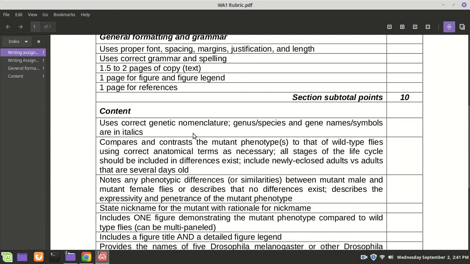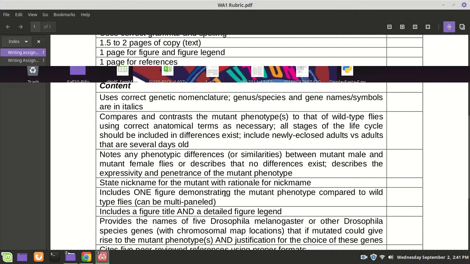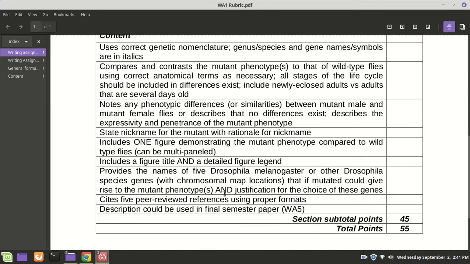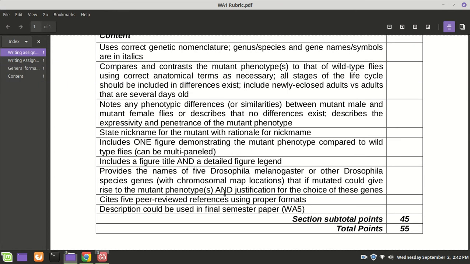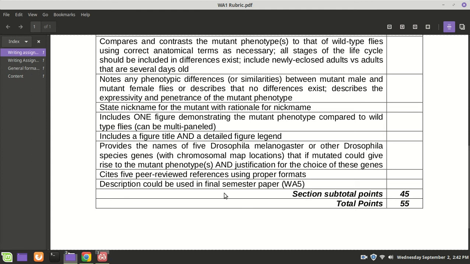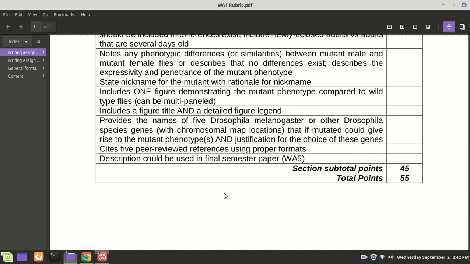Now you have to use the right nomenclature, the way you use symbols and names, and I emphasized that in the previous video. Now, compare and contrast the mutants. They do that in writing assignment 5: phenotypic differences. You need to come up with a nickname. They do that in the example assignment. You need to include 1 figure, and of course, I gave you examples of the figures in writing assignment 5. Provide the names of 5 Drosophila melanogaster or other Drosophila species genes that, if mutated, could give rise to the mutant phenotype, and justify your choice of genes.